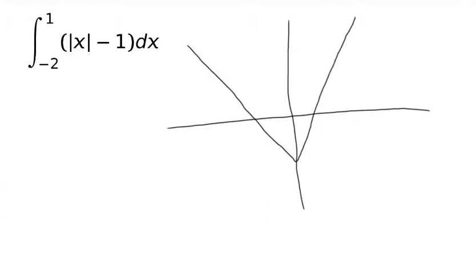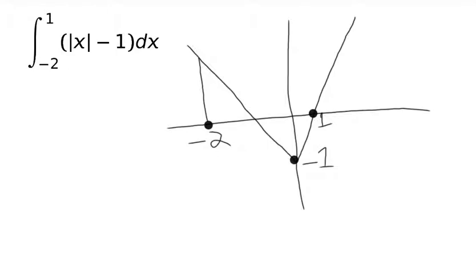Hopefully it's somewhat to scale. And we're looking for the integral from negative 2, which is going to be around here somewhere, if I can put that point on the axis, to 1, which is where they intersect over there. And because this is the absolute value of x minus 1, this point down here will, of course, be at y equals negative 1. And then this is 1, and this is negative 2. And let me draw this in.